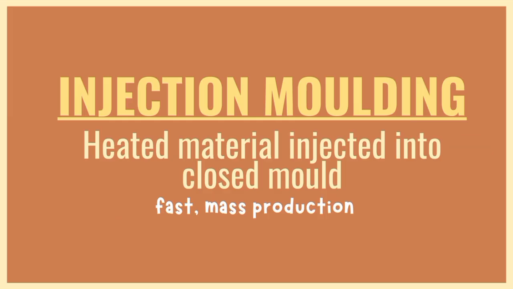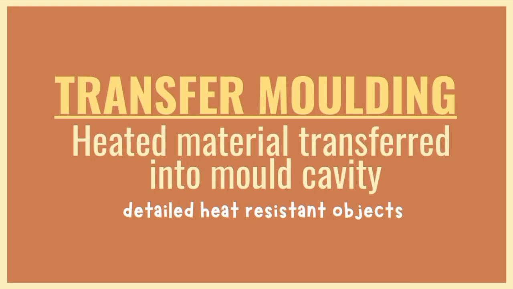Next we have injection molding. The heated material, the molten material, is injected inside a closed mold. So you use an injection or something very pointy to inject the material basically. Next we have transfer molding, where the heated material is transferred into the mold cavity. You just transfer it directly into the mold cavity, the hollow cavity.